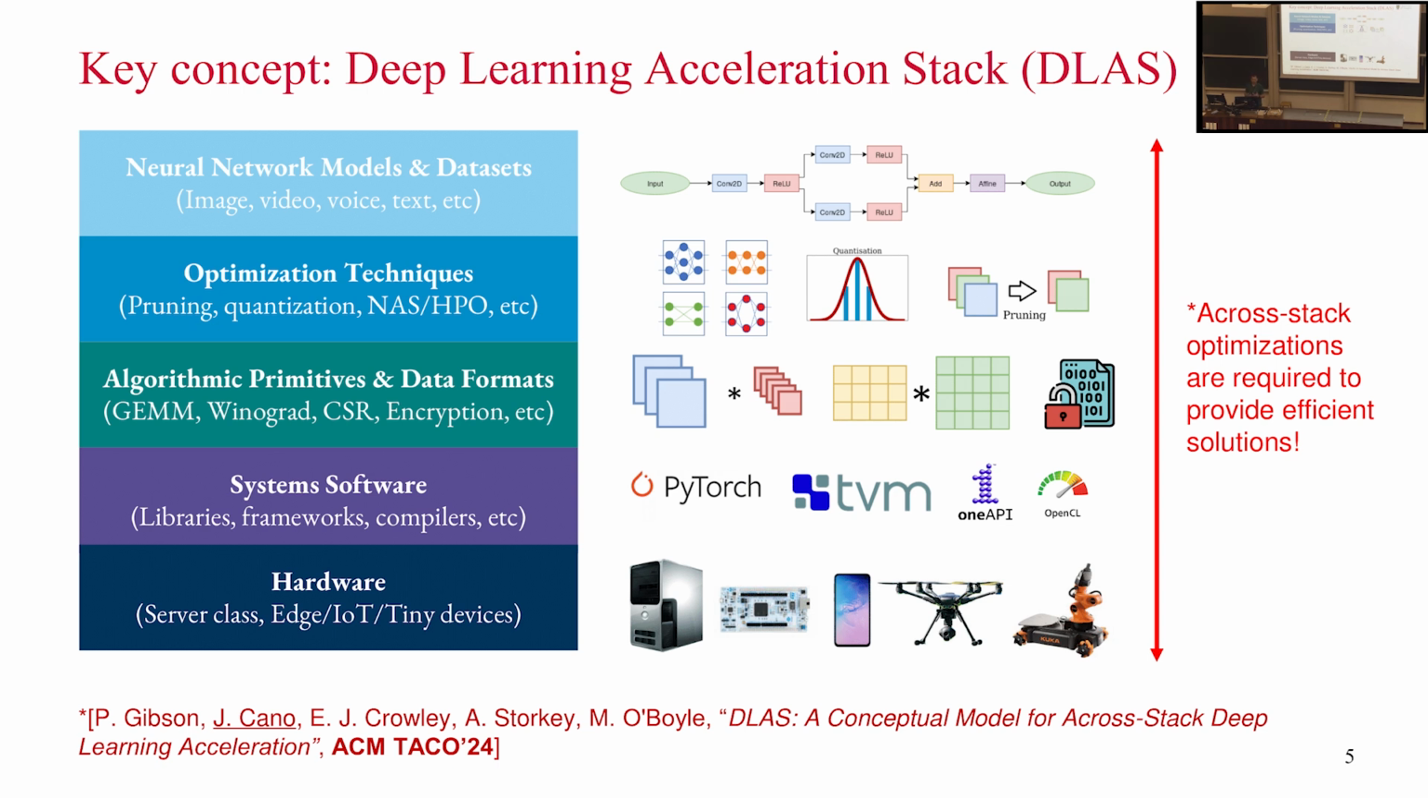The first layer we can consider is optimization techniques, and here we have a bunch of them: pruning, quantization, neural architecture search, hyperparameter optimization, distillation, and so on and so forth. Below that, we have algorithmic primitives and data formats: different ways of implementing an algorithm for a convolution, such as GEMM or Winograd, compression formats when we need to deal with sparse information, even encryption formats and protocols. We need to consider all this. And below that, we have a huge layer of system software. Here we have libraries, programming models, frameworks, compilers, and so on.